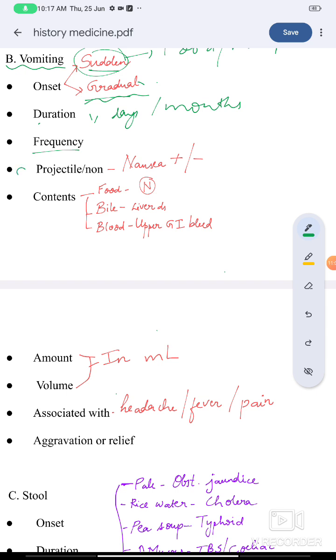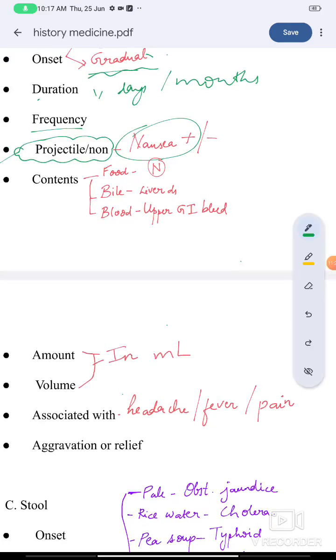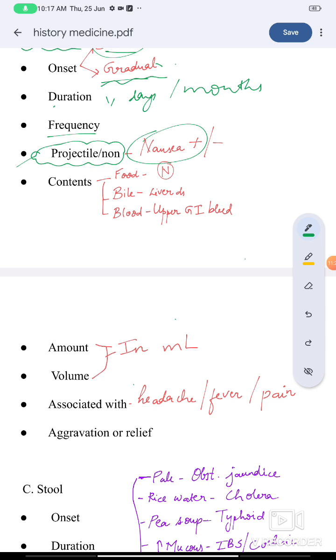Most important one in the history of vomiting is projectile or non-projectile. So projectile का मतलब ये नहीं होता कि projectile motion में उसको उल्टी हो रही है, arc बन रहा है, नहीं, it is not like that. Projectile vomiting means the vomiting which is preceded by nausea. Means if patient has a feeling that something is wrong with him, if he has nausea, headache or anything before the vomiting, then it is known as projectile vomiting. And if the symptoms and signs are absent before the episode of vomiting, then it is non-projectile vomiting.